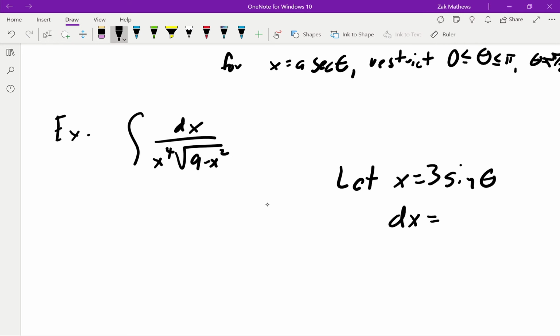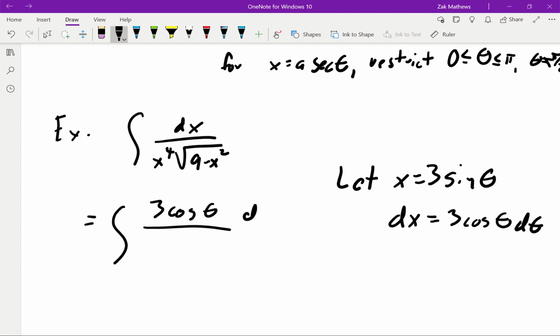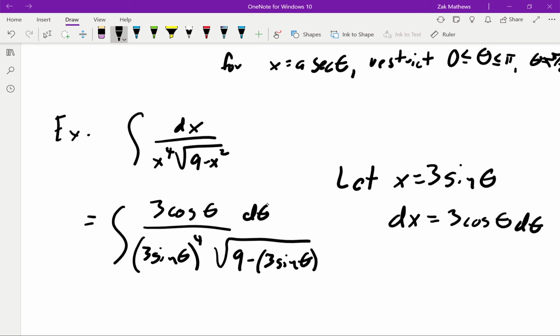Well, we need to replace all the x's with those new sine thetas, and that means we also need to have the dx's replaced as well. If we're going to integrate this thing, we need all those variables to be the same. So the derivative of this would be 3 cosine theta. And so now let's make these replacements. So we'll have the integral, dx is 3 cosine theta d theta, over x to the fourth. We have 3 sine of theta to the fourth, everything there to the fourth, square root of 9 minus 3 sine theta squared.